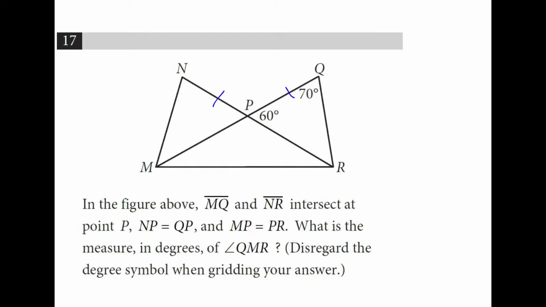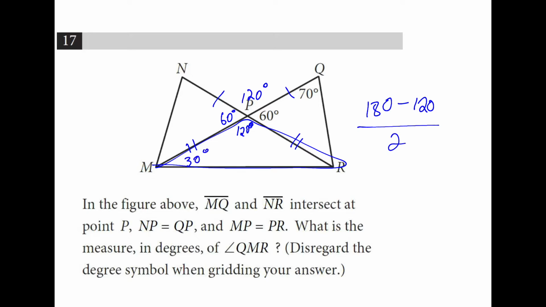Since these are equal and these are equal, I can identify these angles as such. And because this bottom triangle is an isosceles triangle, I know that the base angles are going to be the same. So I can take 180 minus 120, that's 60 degrees by the way, and divide that by 2. And I can find that each of these angles is 30 degrees. And that's what they want to know, QMR. So the answer is 30.